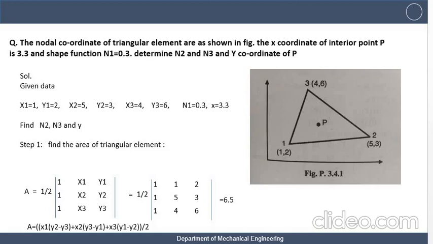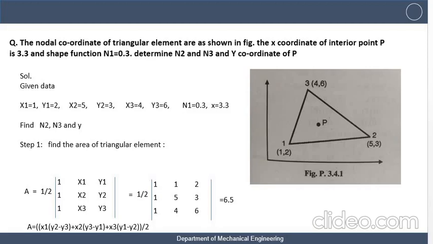So in the image, the first point represents 1 and 2, these are the x and y coordinates. The second point represents 5, 3. The third point represents 4, 6. And the internal point P has x coordinate 3.3. So you have to find out the y coordinate of point P.